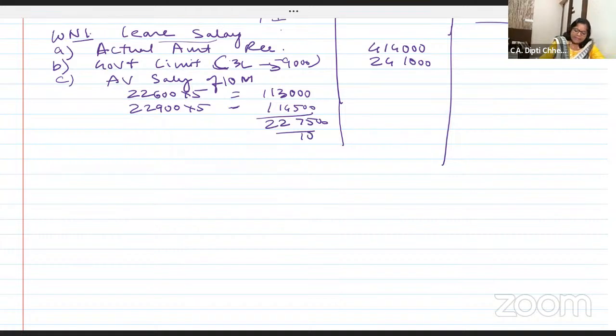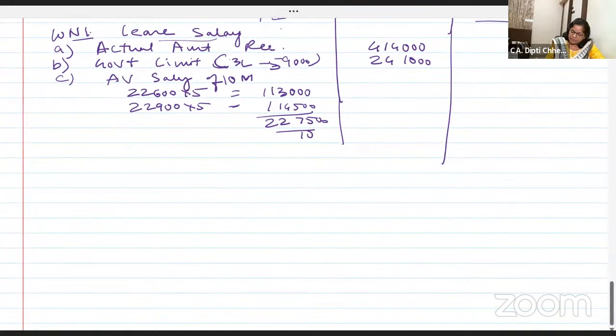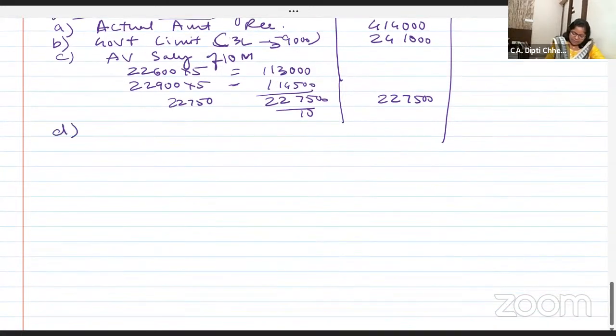Why divide by 10? Because you have to calculate the average salary. But average salary of the 10 months is 227,500. Per month will come to 22,750. ठीक है. अब the bit.